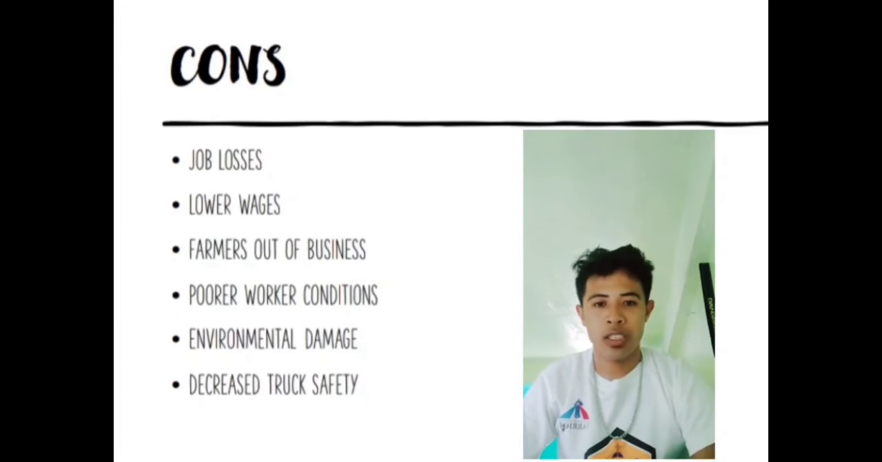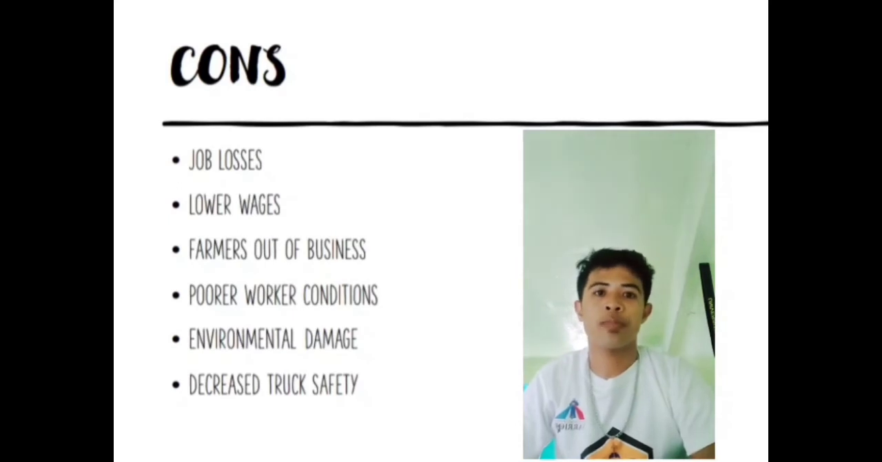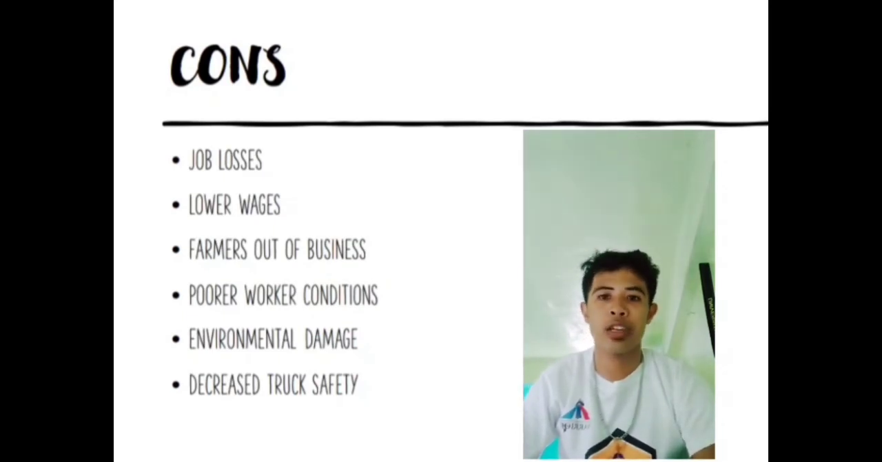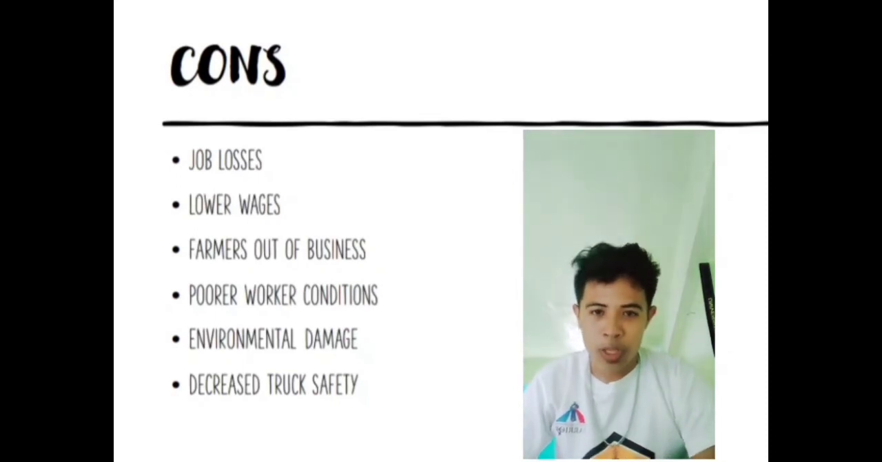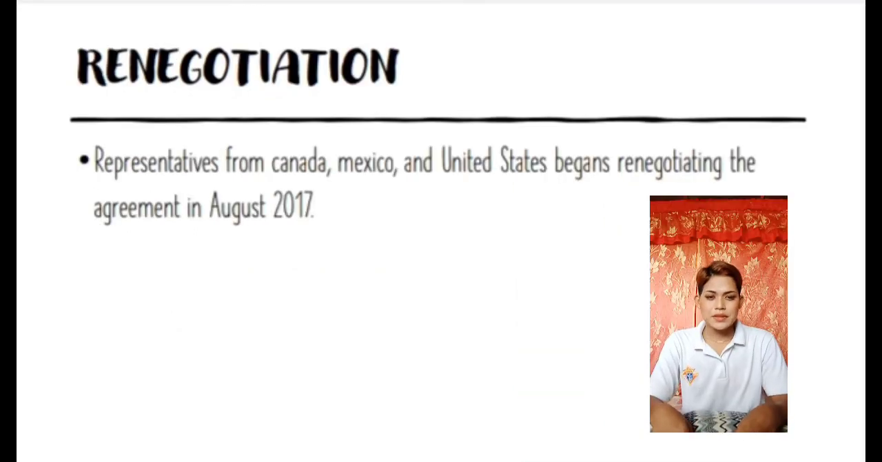And next is decreasing truck safety. NAFTA's service sector chapter included a requirement that all three countries' highways be fully accessible to vehicles of trucking companies based in any NAFTA nation by 2000. So now let's go to the renegotiation.